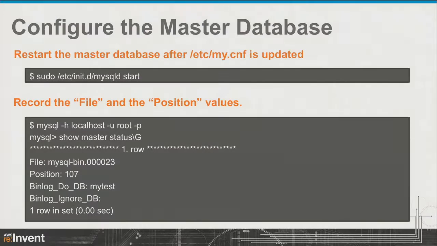Once you do that, you restart your database, log into the master database, and run show master status. This is where you document the file, mysql.bin.0023, and the position of that. This is the position in your SQL bin logs. So document these two parameters that are shown on the screen.